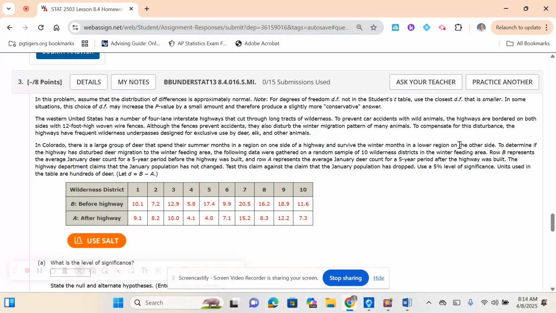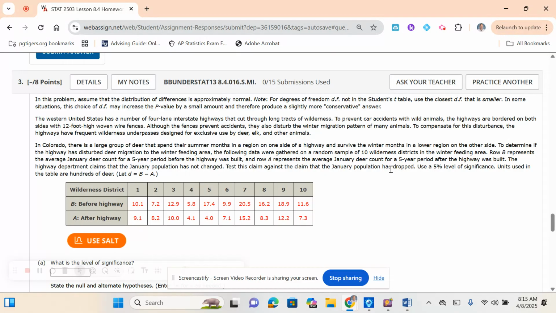A biologist determined the highway has disturbed deer migration in the winter feeding area. The following data were gathered by a random sample of 10 wilderness districts for the winter feeding area. Row B represents the average January deer count before the highway was built, and row A is the January deer count after the highway was built. The highway department claims the January population has not changed. Test the claim against the alternative that the January population has dropped. Use a 5% level of significance.